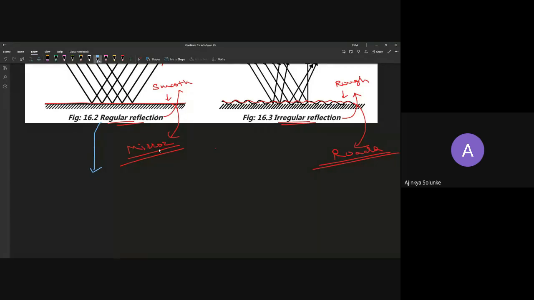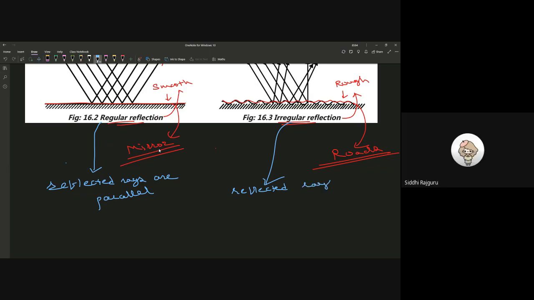So regular reflection is such a reflection in which reflected rays are parallel or not? What should we write? They are parallel. Okay. What about irregular? Irregular reflection is a kind of reflection in which reflected rays are not parallel. Good, good.